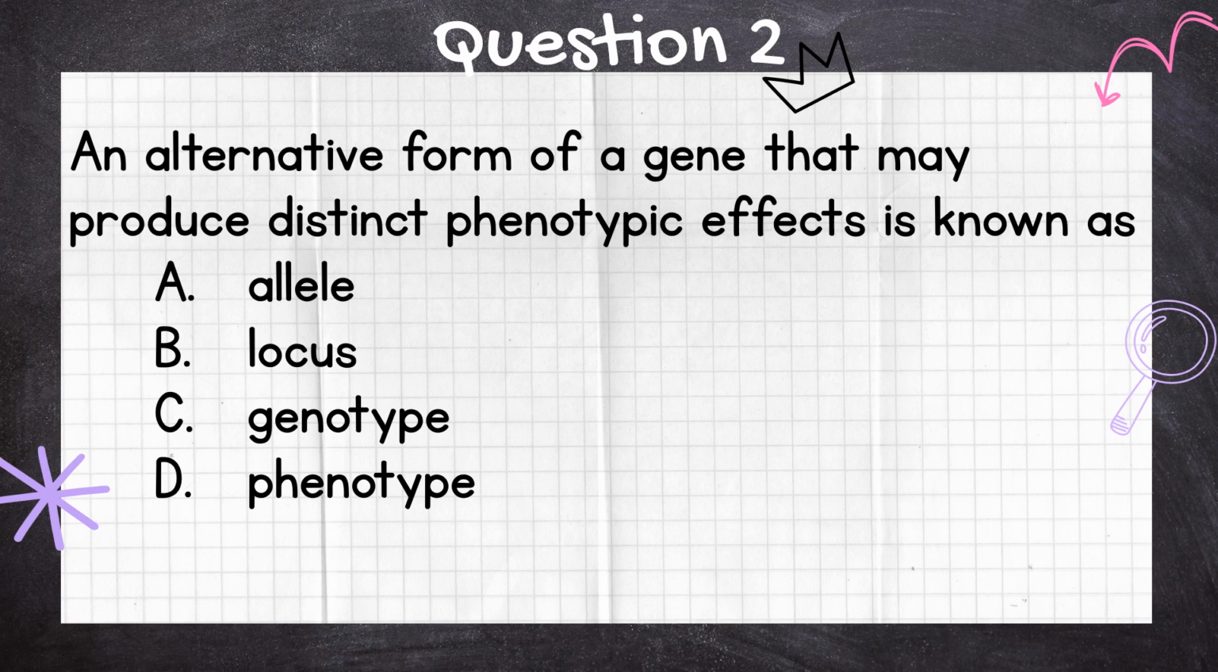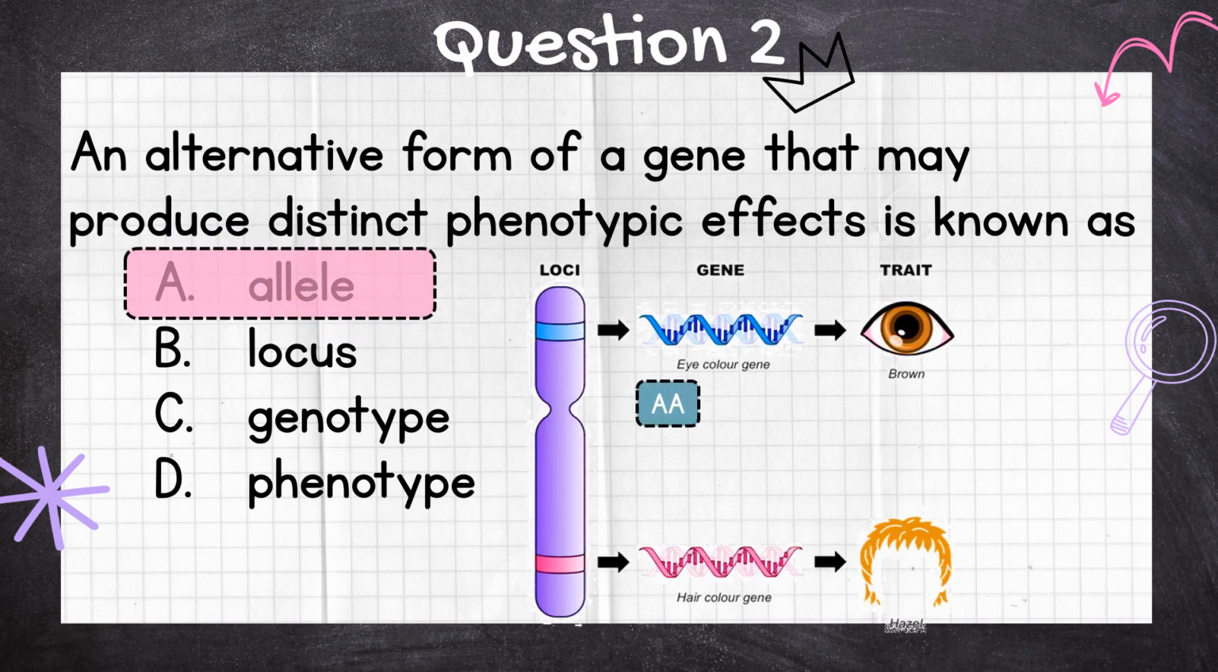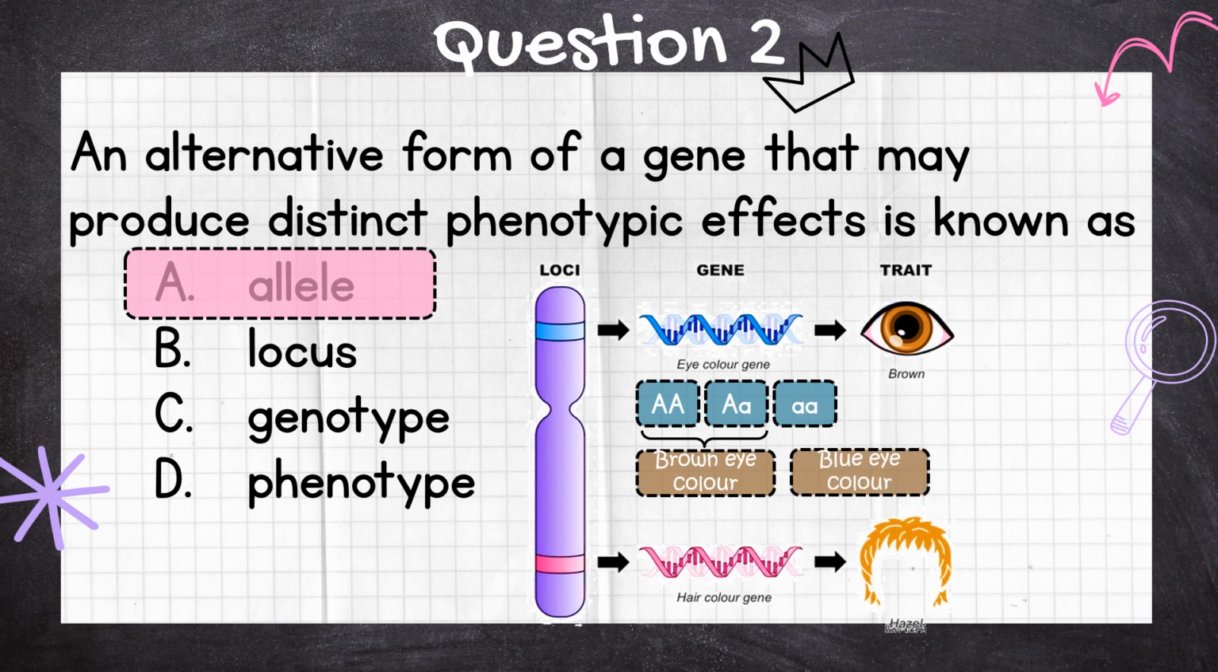Question 2. An alternative form of a gene that may produce distinct phenotypic effects is known as, the answer is allele. Locus is the position of the allele on a chromosome, while genotype is the combination of alleles such as capital A, capital A, homozygous dominant, capital A, small a, heterozygous, which will give the dominant phenotype. For this example, it is brown eye color. The other genotype is homozygous recessive, which is small a, small a, which will give out the recessive phenotype, blue eye color.